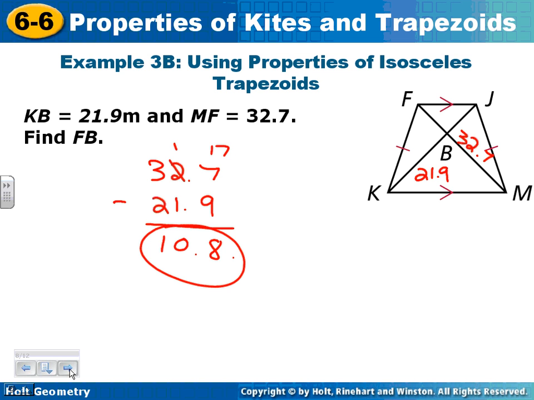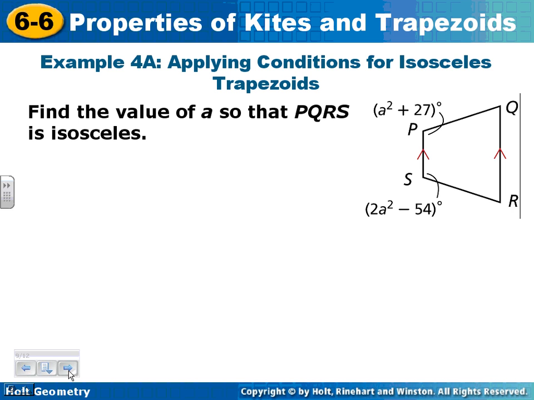Next slide. Find the value of A so that PQRS is isosceles. In other words, this expression and that expression would have to be what? They would have to be equal.